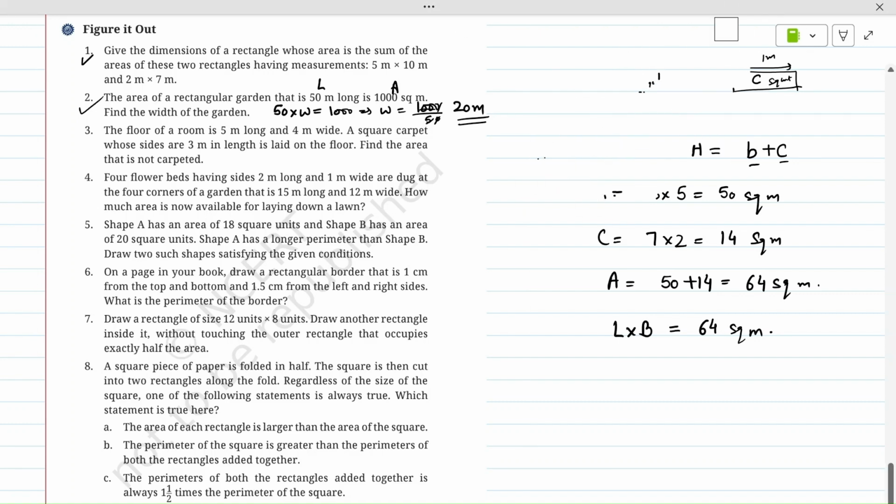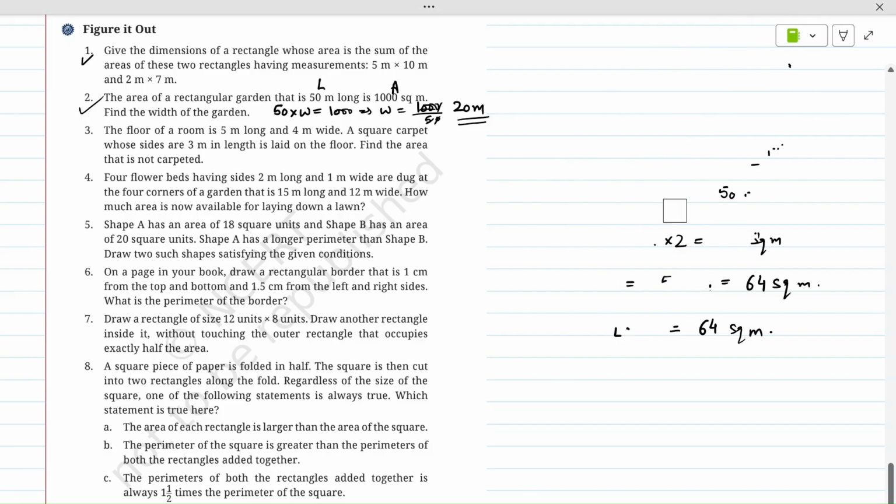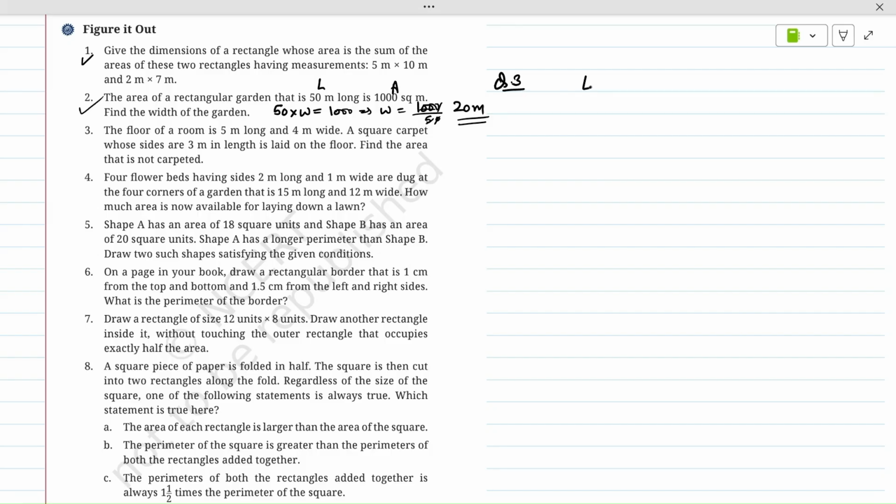Now let us go to question number 3. It says the floor of a room is 5 meters long and 4 meters wide. So it means it is a rectangular floor, right? The length is 5 meters and the width is 4 meters. Now, a square carpet whose sides are 3 meters in length is laid on the floor. Find the area that is not carpeted.